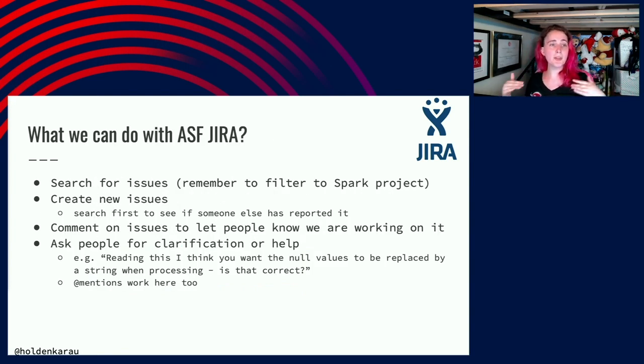So with the ASF JIRA, we can search for issues that other people have reported. We can report our own issues. We can comment on issues. We can ask people for clarification or help. We can make sure, @mentions work here too. So if there's someone who would be really good at solving a particular issue, you can loop them in.